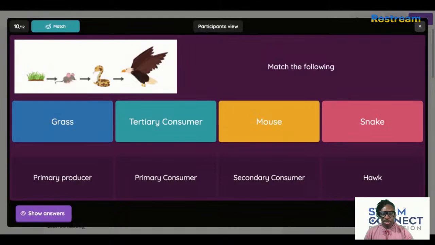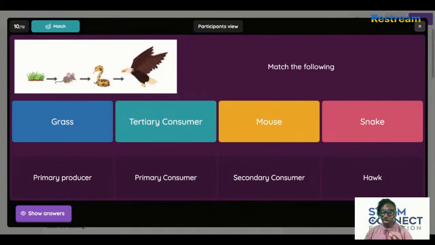Based on the image, the arrow is telling you that the mouse feeds on the grass. Therefore, you're correct. It is the primary or the first consumer within this food chain. How would you describe the snake? If the mouse is the primary consumer, that's correct. The snake is the secondary consumer. Therefore, the hawk would be the third or the tertiary consumer. Absolutely correct.